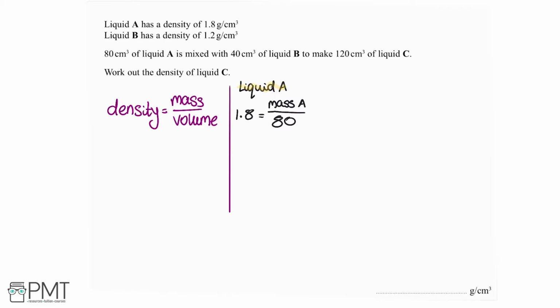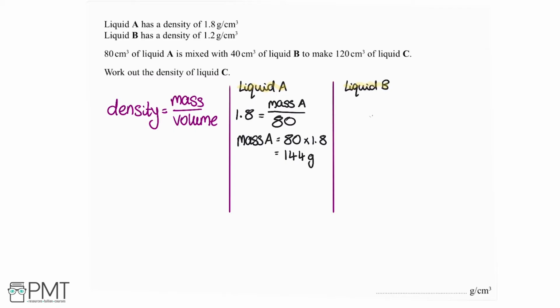Now if we multiply both sides of the equation by 80, on this side the 80 will cancel with the bottom here, and then we're going to have 1.8 multiplied by 80. So it gives us that the mass of A equals 80 multiplied by 1.8. So it's going to be 144 grams.